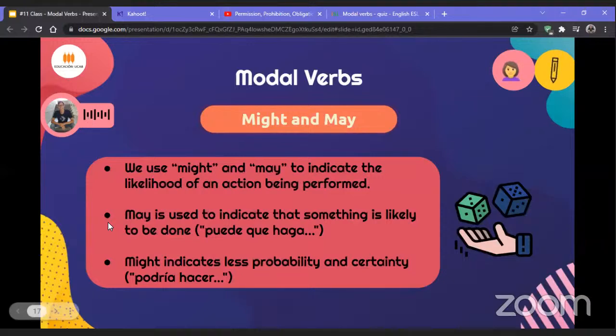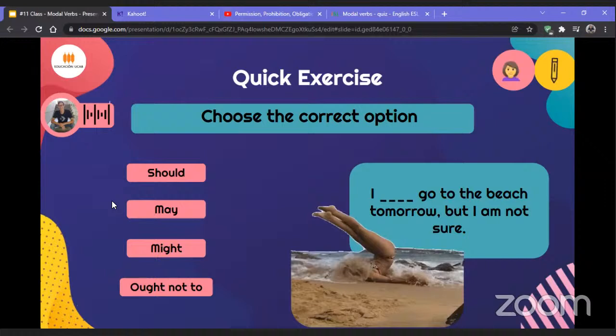For example, with might, we could use I might know, but I don't know right now. Podría saber, pero no todavía. In this case, for example, Reinaldo, your turn. Okay, let's see. I go to the beach tomorrow, but I'm not sure. Okay, in this case, it could be I might go to the beach. Yep. Como puedo ir a la playa mañana, pero no estoy seguro. Okay, hay muy poca probabilidad de que vaya. Y bueno, sí, con esa foto no es muy bueno ir.